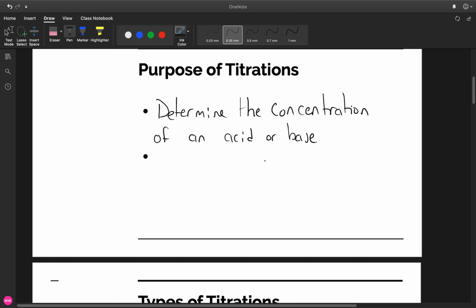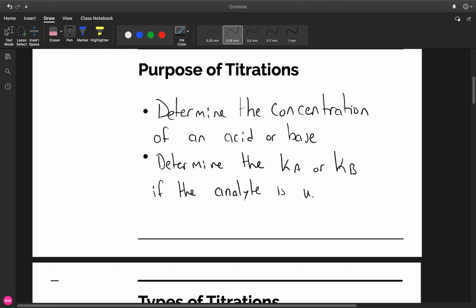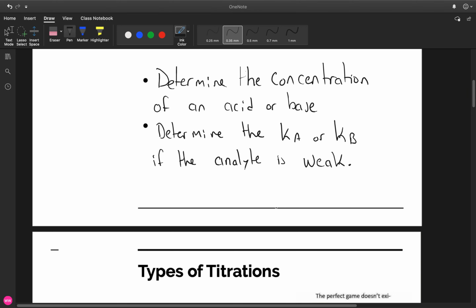This is probably the most common type of titration that we're going to be looking at, but know that when we're looking at weak acid-base titrations, we can also use these processes to determine the equilibrium constant for a weak acid or base. So we can also determine the Ka or Kb if the analyte is considered weak. Today, none of the acids or bases that we're going to be looking at are weak. They're just going to be strong acid, strong base titrations.